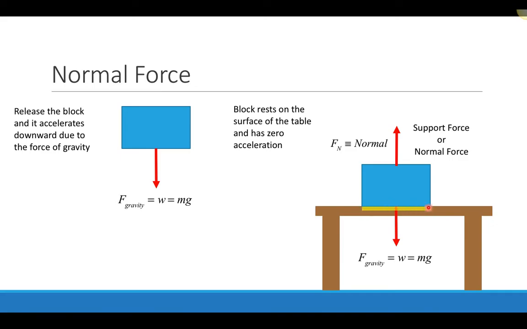So here's my area of contact between the block and the table, and that force is directed opposite it. Now, in this particular picture, the normal force is exactly equal to the weight of the block. Because there is zero acceleration, the net force has to be zero, so the upward force is going to have to be exactly equal to the downward force so that they can cancel each other out for a net force of zero. So the normal force is always going to be something that occurs when two surfaces are in contact.